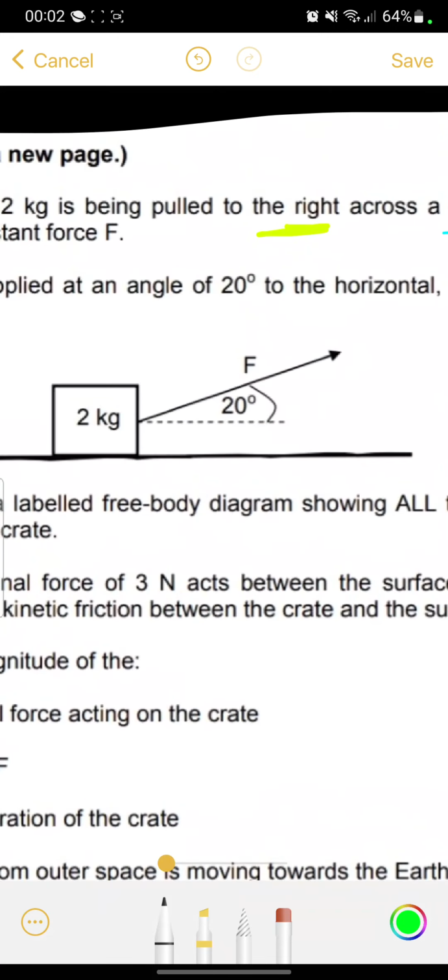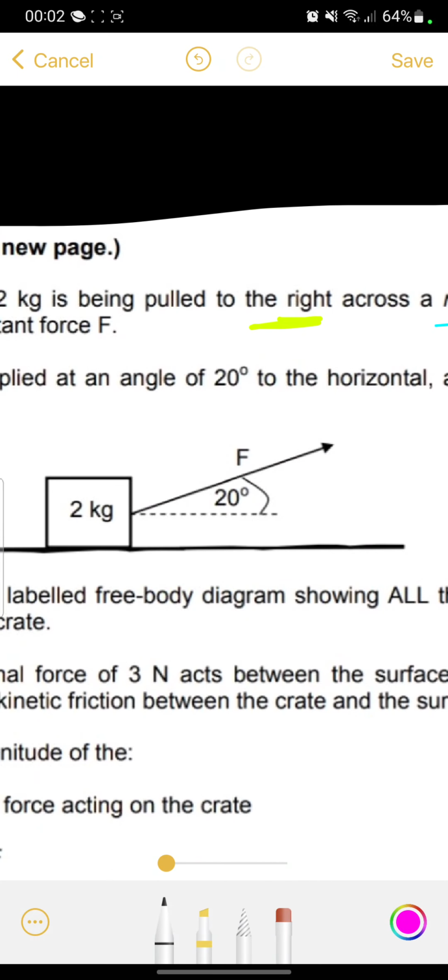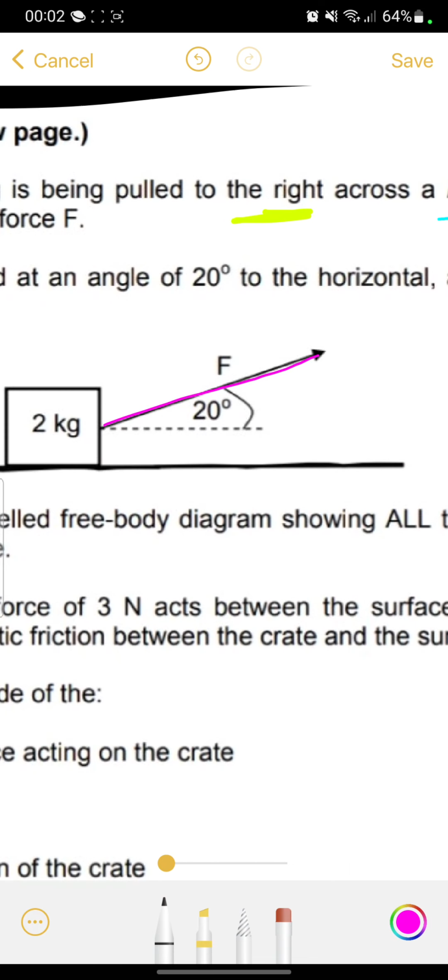So let's zoom into this diagram and delve deeper into what is actually going on over here. We understand that this force is diagonal. If a force is acting diagonally, it means it has horizontal components and some vertical components within that force. Here we know that it's at an angle of 20 degrees.